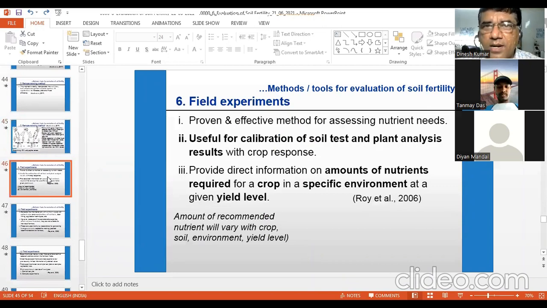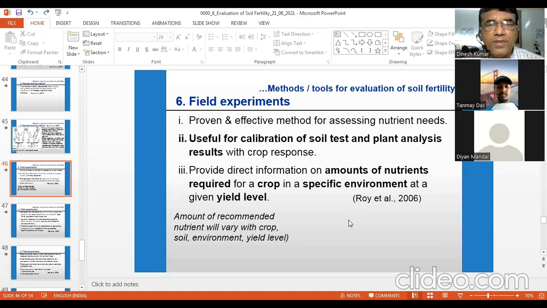Now, finally, we conduct the field experiments. Field experiment, because you see soil testing. In soil testing, you can know the status of available nutrient, but many times we may not be sure that plant will still get the sufficient level of nutrient for its growth. So the best way is to conduct the field experiment.